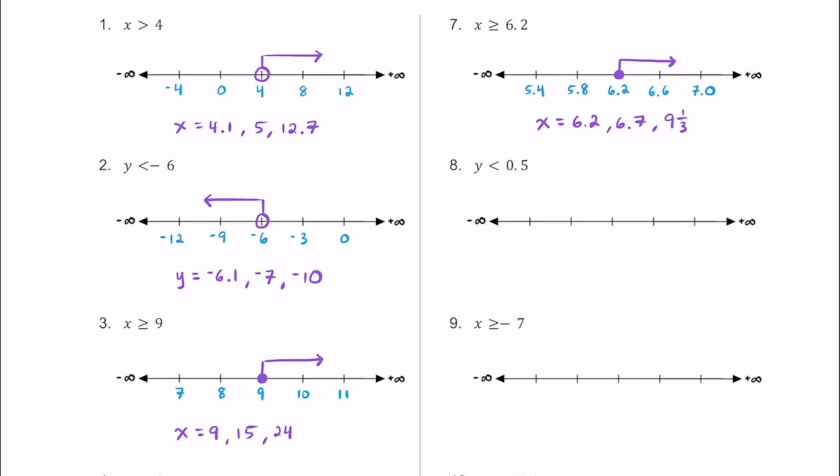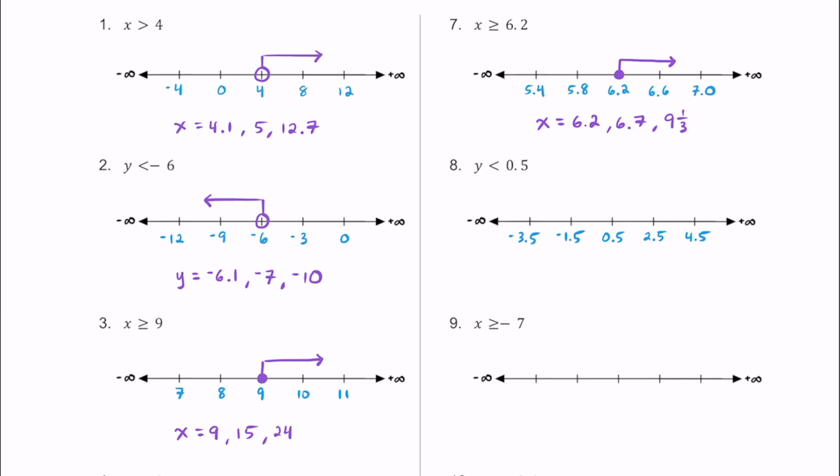For 8, we see that y is less than 0.5, so anything less than 0.5 is good, not including it. So let's go ahead and put 0.5 in the middle, that's half. And I'm going to go up by 2's here. If I go up by 2, that would be 2.5. I go up by 2 again, that's going to be 4.5. If I go down by 2, that's negative 1.5. And if I go down by 2 again, that's negative 3.5.